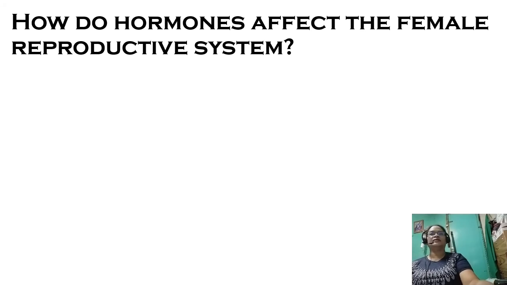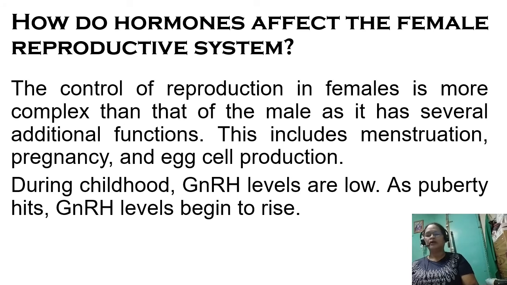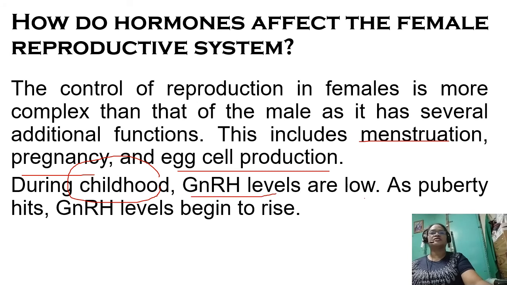Let's look at the female reproductive system in general. The control of reproduction in females is more complex than that of the male, as it has several additional functions. This includes menstruation, pregnancy, and egg cell production. During childhood, GnRH levels are low. As puberty hits, GnRH levels begin to rise.